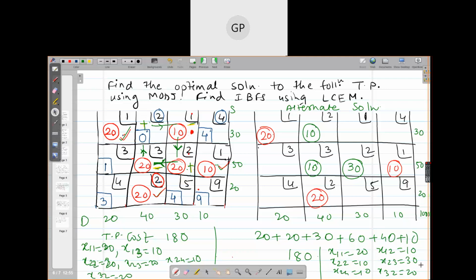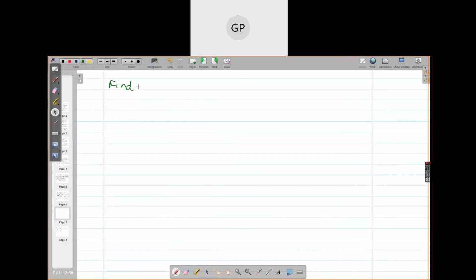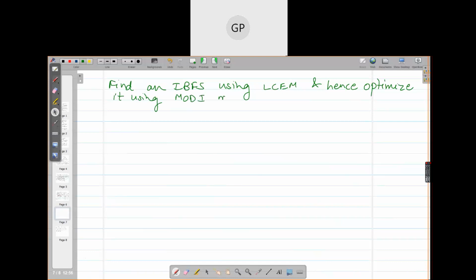Okay, so now let us have one problem. Find the IBFS using LCEM and hence optimize it using MODI. Let us use LCEM, okay.